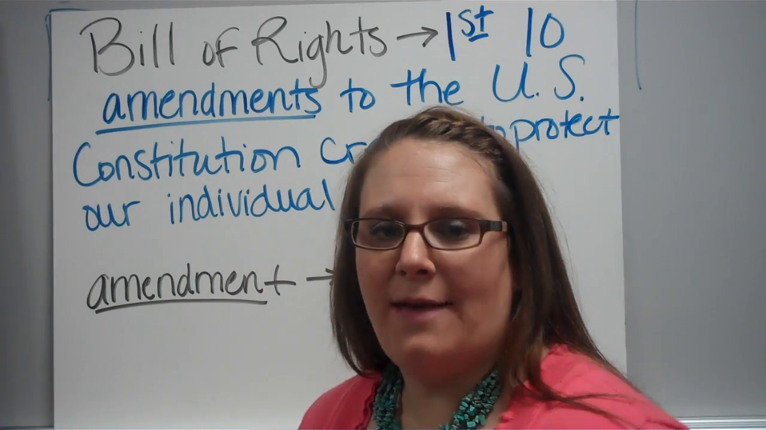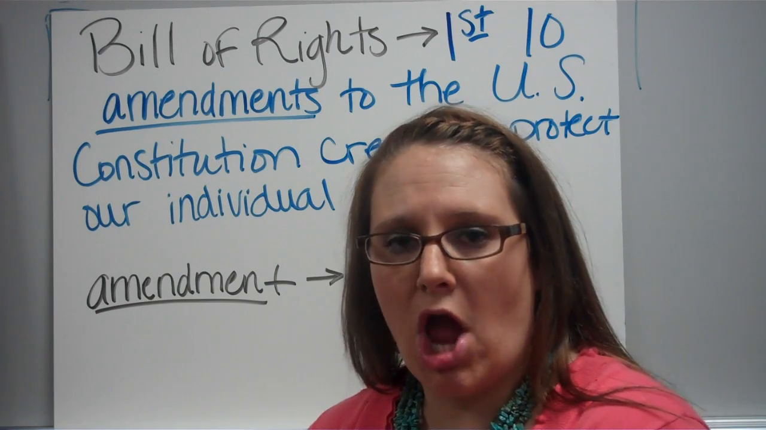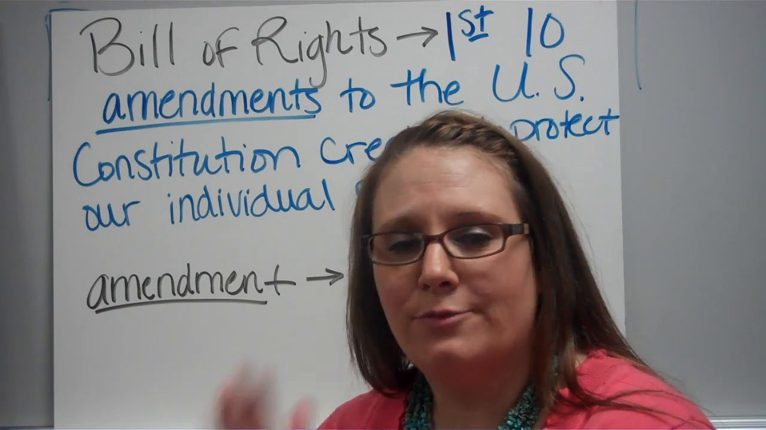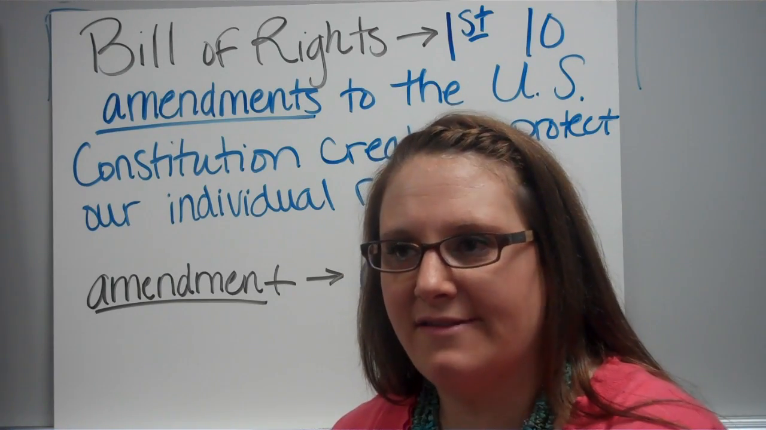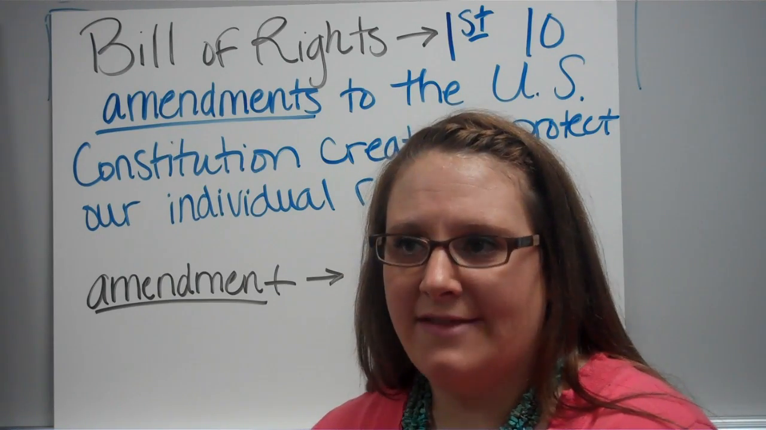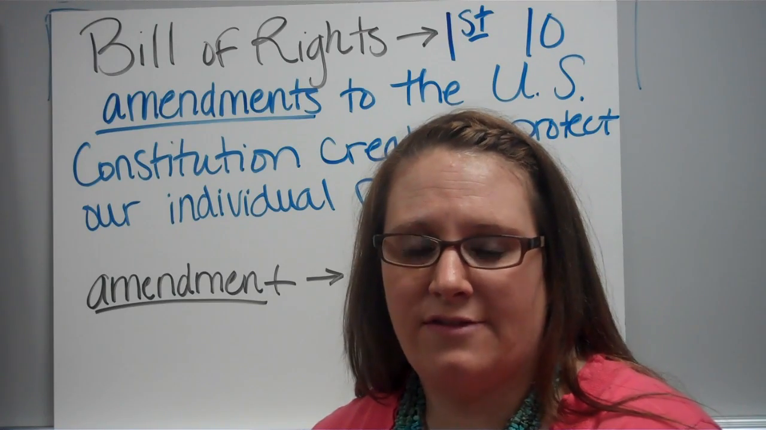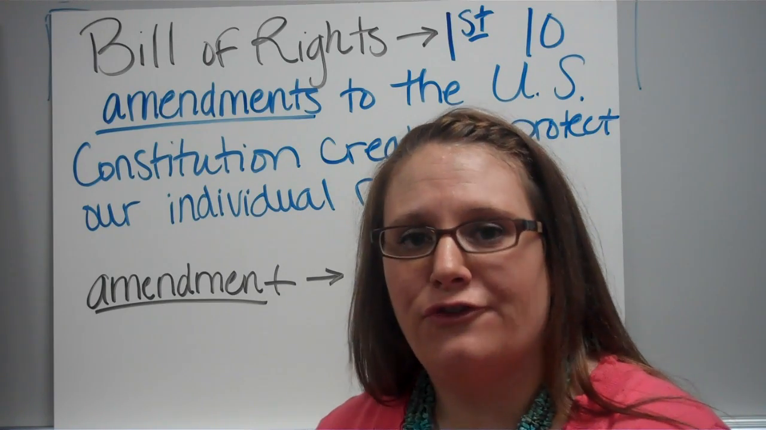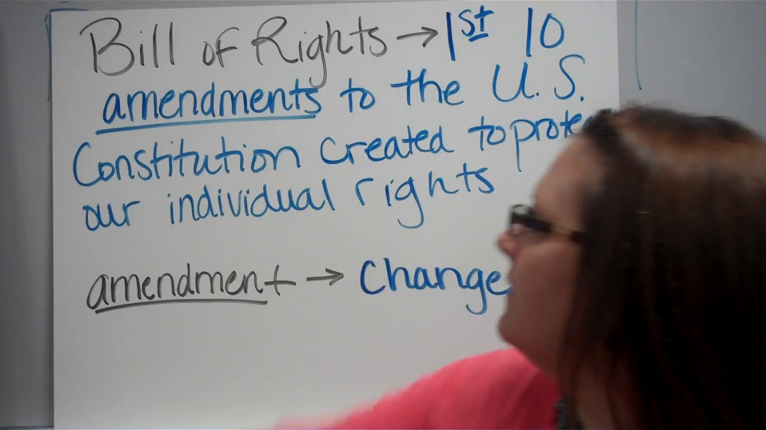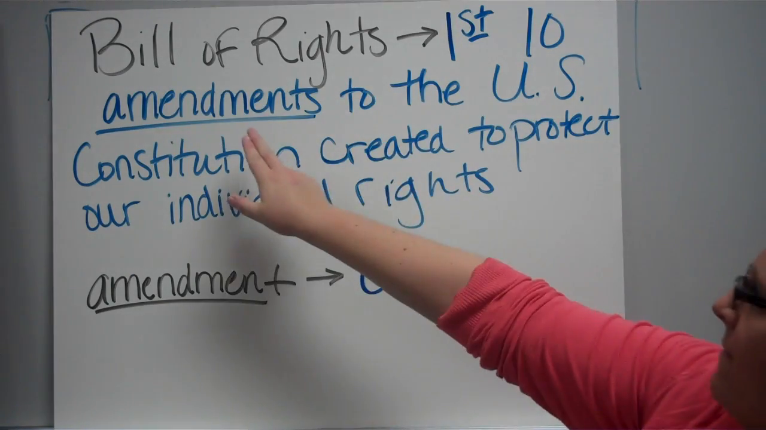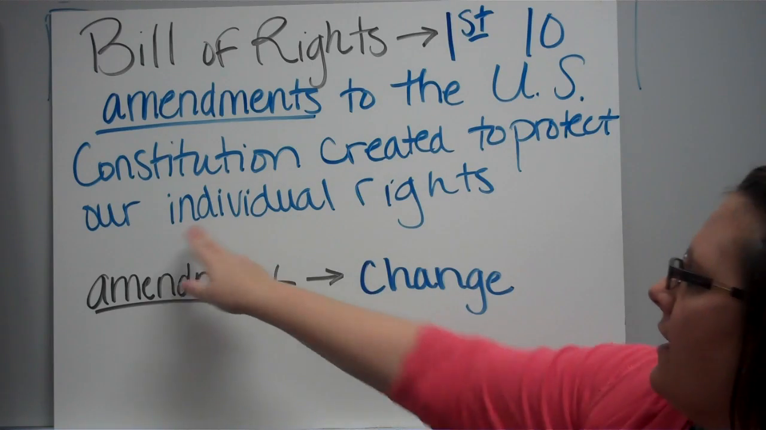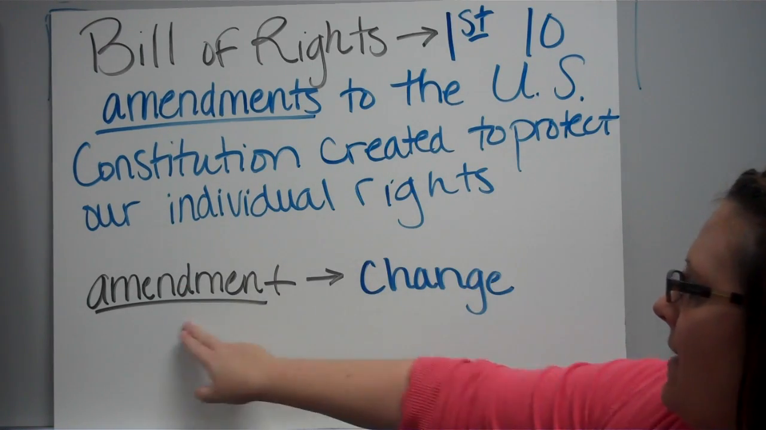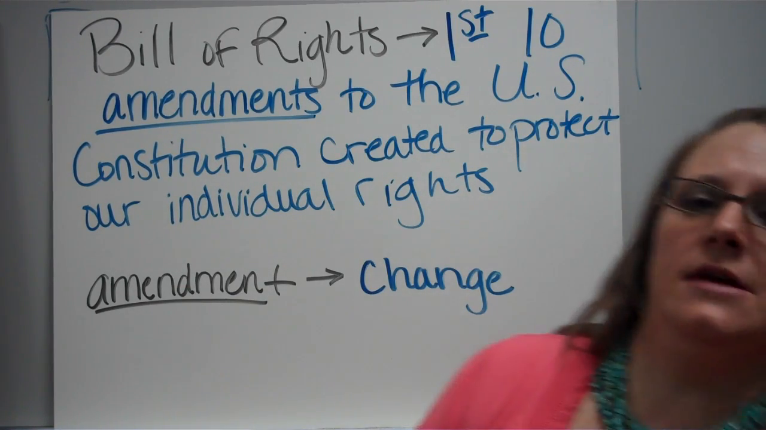So there are two types of rights. There are unalienable rights, which are rights you're born with and no one should be denied. Example, life, liberty, and the pursuit of happiness. And then there are individual rights that all people within the United States are promised by our Constitution and the Bill of Rights. The Bill of Rights are the first 10 amendments to the U.S. Constitution, created to protect our individual rights. An amendment simply means a change.